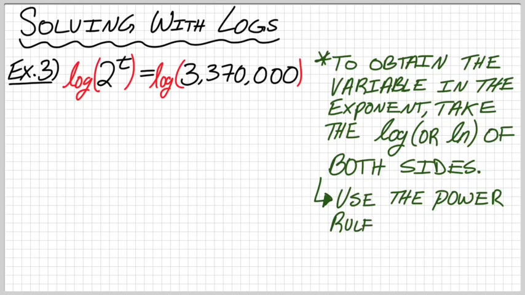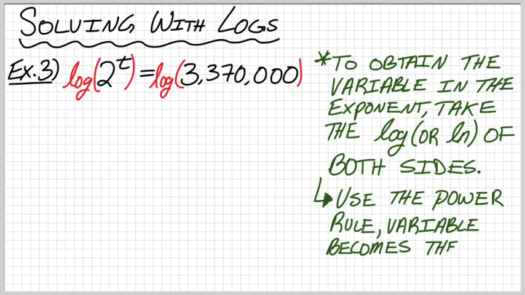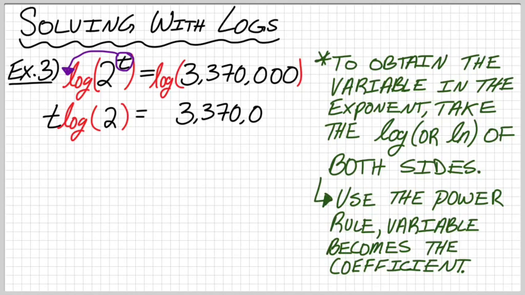So that's the whole point, is use the power rule to move the variable. The variable becomes the coefficient. You can move it out front. Alright, so let's go ahead and take that t, move it out front. So now I've got t times the log of 2 equals the log of this big number.